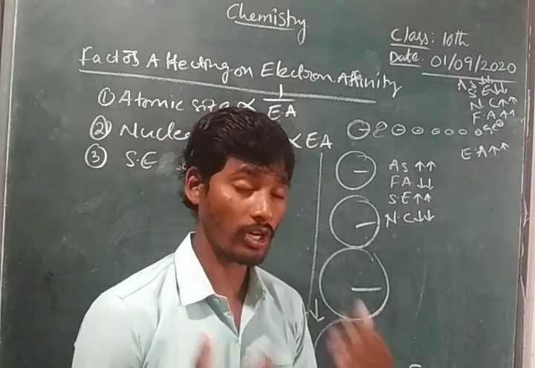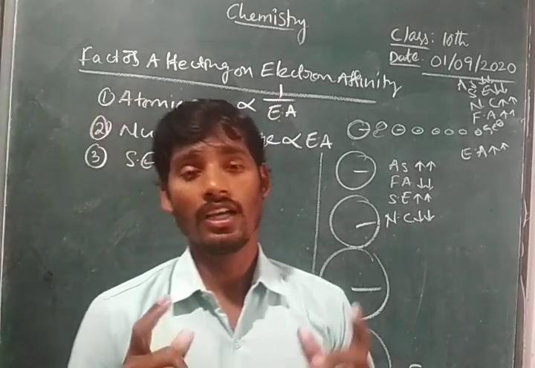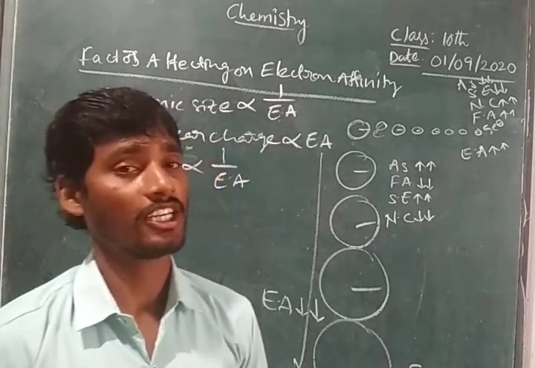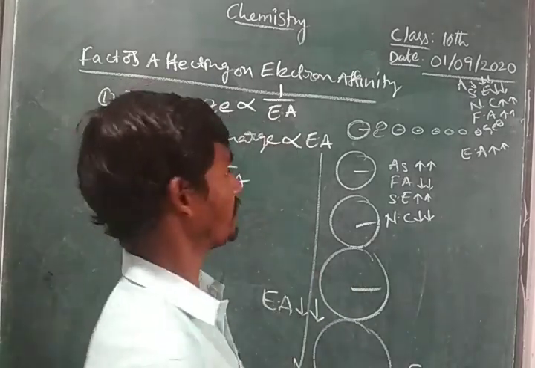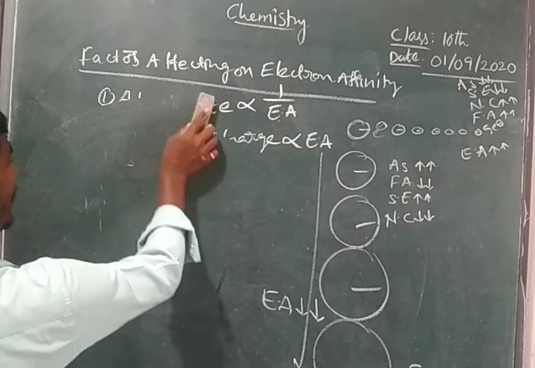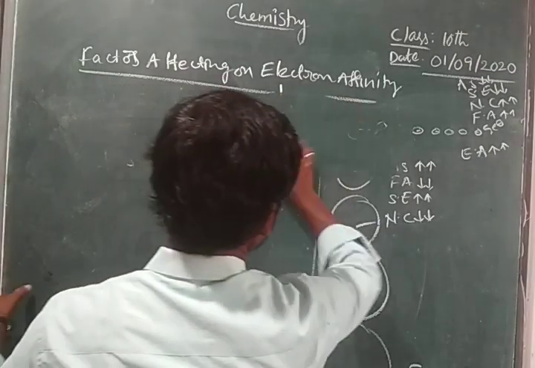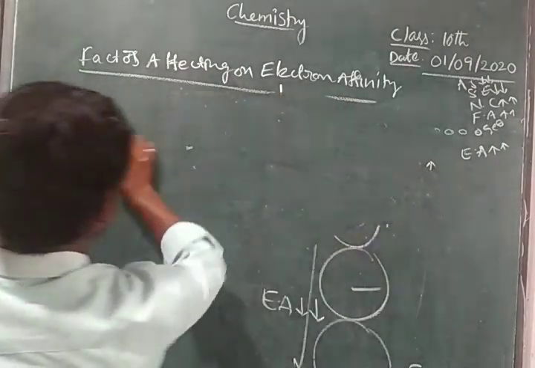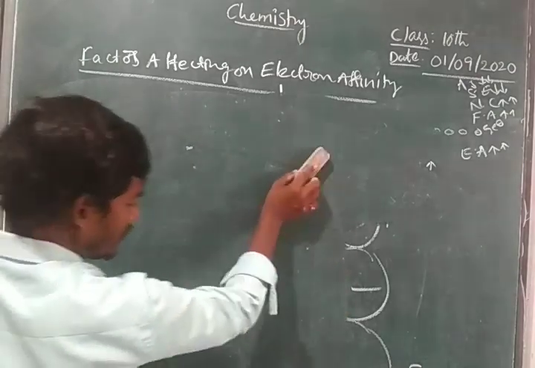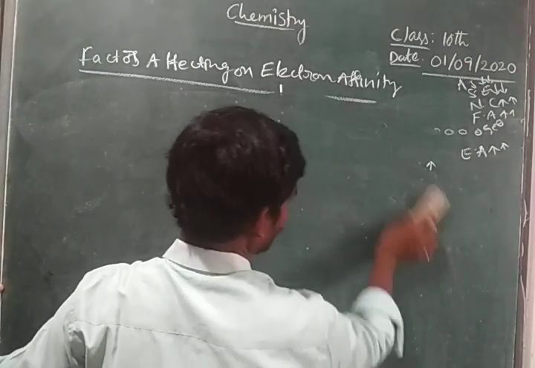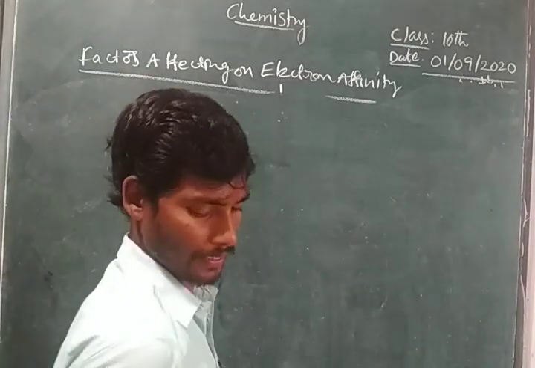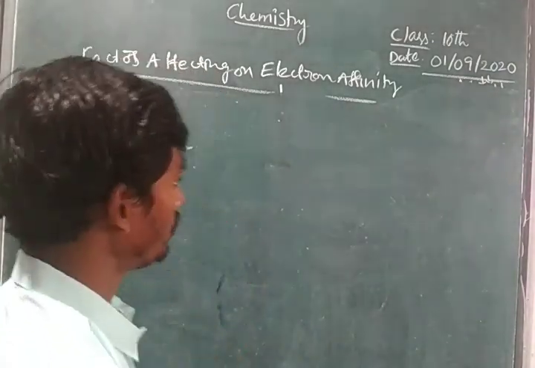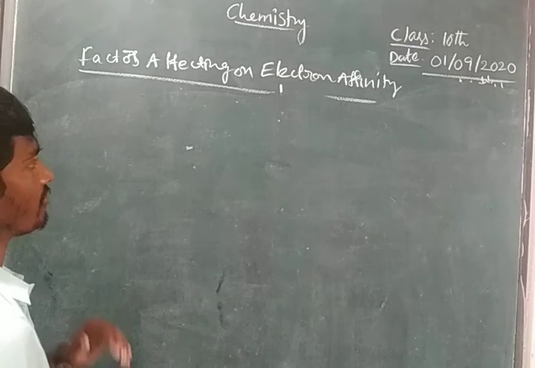But we need to observe one thing here. In some cases, the electron affinity value for EA1 is always exothermic, but EA2 and EA3 are endothermic. And then, from top to bottom in groups, what will happen?